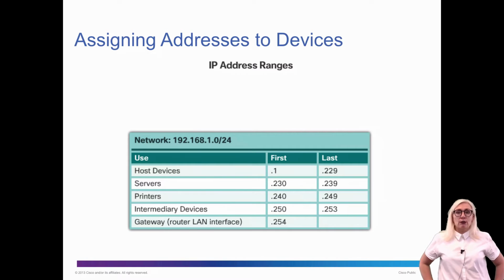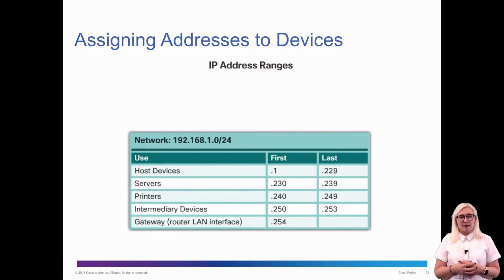So normally what we will do is make a plan for how these addresses should be divided among our devices. For instance, we can say that all the servers lie in a range of IP addresses, the printers in another range, the host devices from the 1st to 229, for instance, and the gateway, the router interface. Sometimes you choose either to use the first available IP address for the gateway or the last. There are no rules. You can do as you like, but it's a good idea to have some kind of system in it.